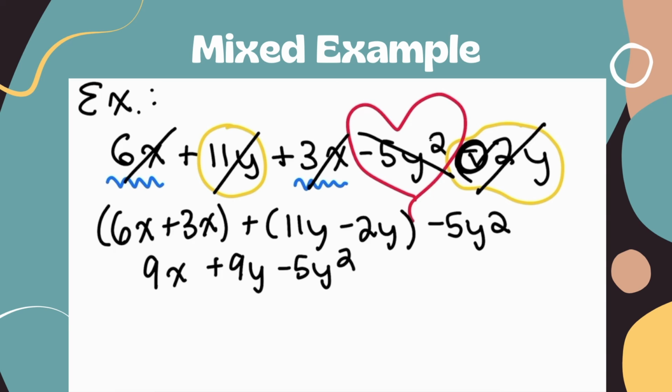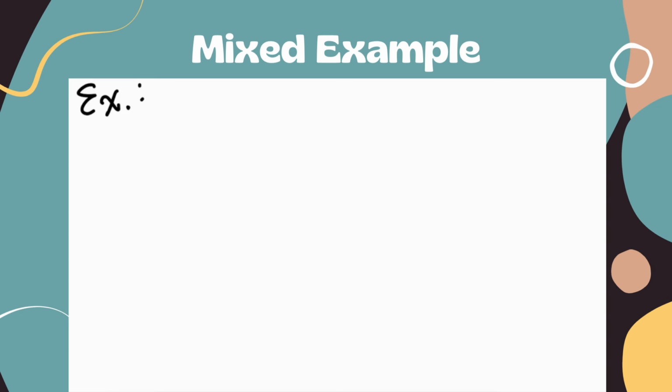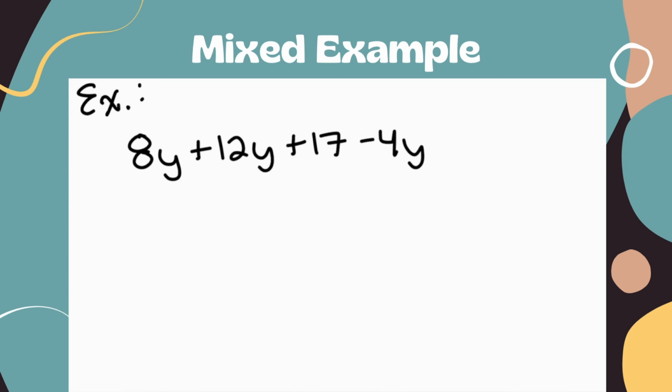So let's take a look at one more example. And in this example, I want to see if you can do this all on your own, right? We've had lots of practice. Again, I encourage you to pause the video, get out some paper, a whiteboard, your iPad, whatever, and try the problem out. We have 8y plus 12y plus 17 minus 4y plus 5.